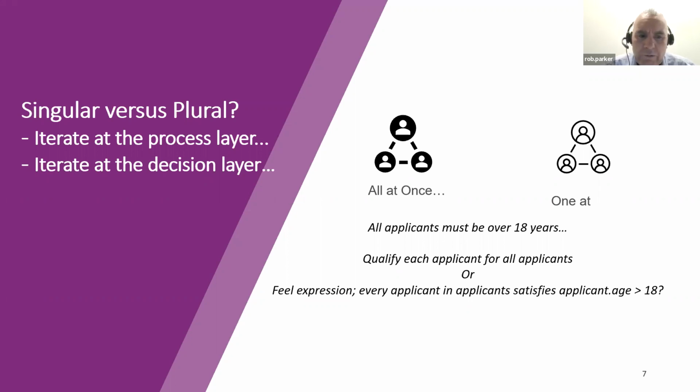The alternate model is iterate at the decision layer, which is effectively within the field or within the decision table. We might use the capabilities of the field language, and in particular its list structures, such that we can have a single field expression such as every applicant in applicants satisfies their age over 18, etc. So this is one of the decisions we had to make. And so basically the question is, which way should we go?